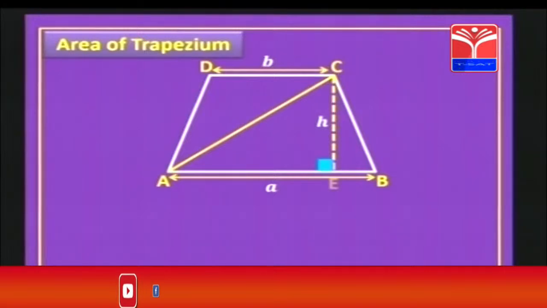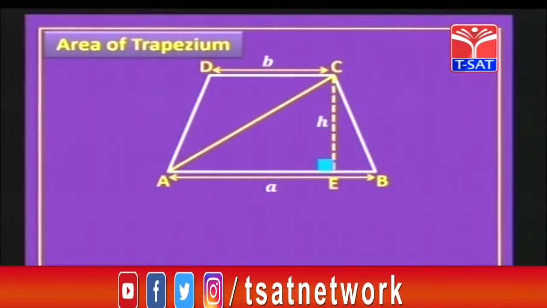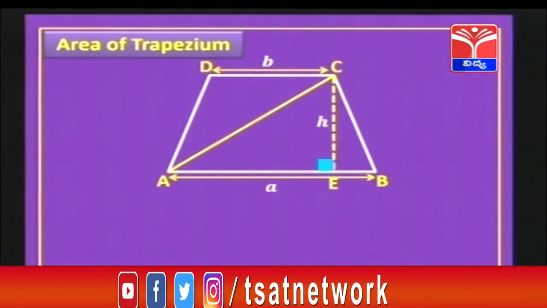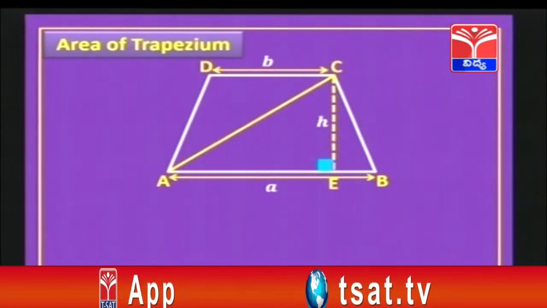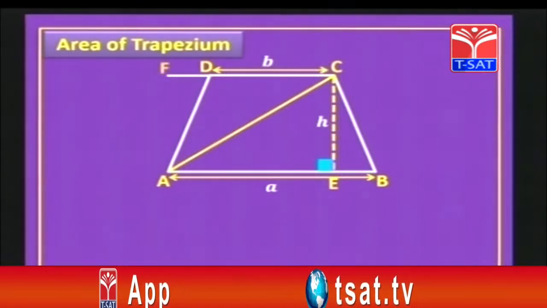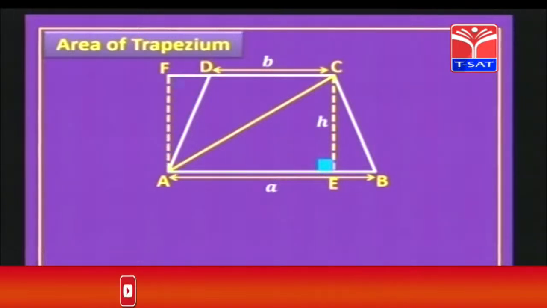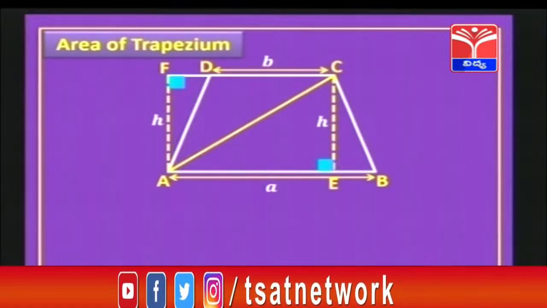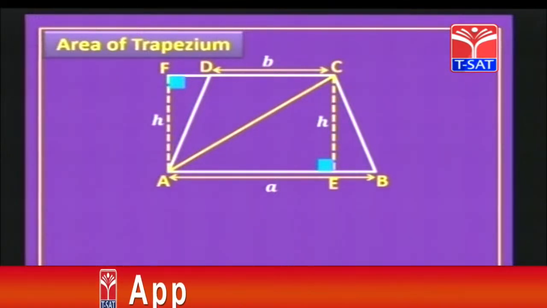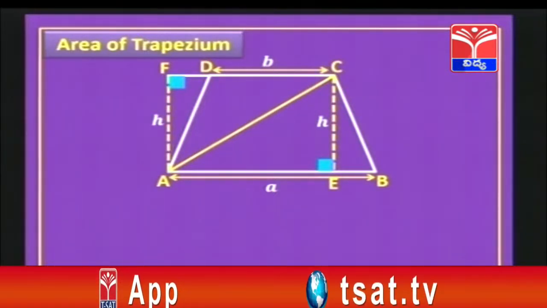Now if you notice, we have drawn a perpendicular from C on E. This is called the height, or the distance between the parallel sides. We denote it as H. Now let us extend CD to F, and let us draw one more perpendicular from A on CD at F. Here we notice AF and CE are both equal to H, as they are the distance between the same parallel lines.